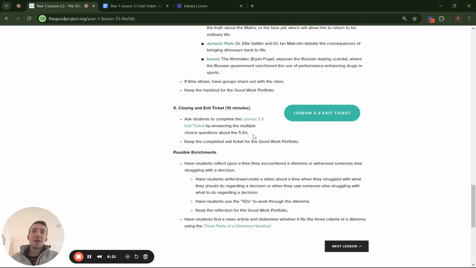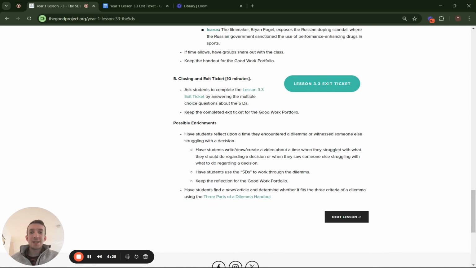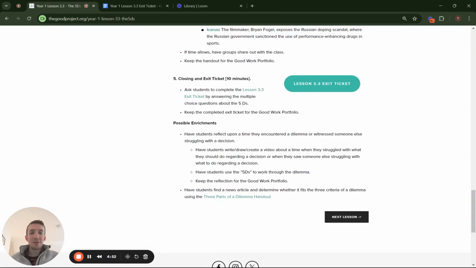It just asks them which of the 5Ds might be most at play in the questions, just to make sure that they understand what the 5Ds steps are and how to use them. And then finally, there's some possible enrichment here where maybe there's been a time someone struggled with a decision. Students can create either a work of art or a story about that and think about how to use the 5Ds again to apply it to that. You can also do that with a news article with the 3 parts of a dilemma handout if you are interested in that.